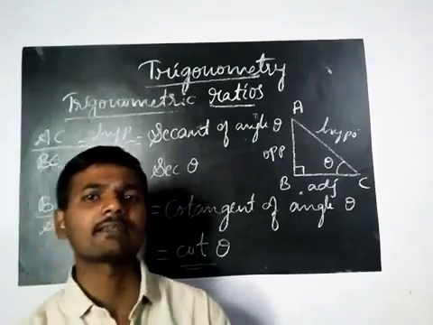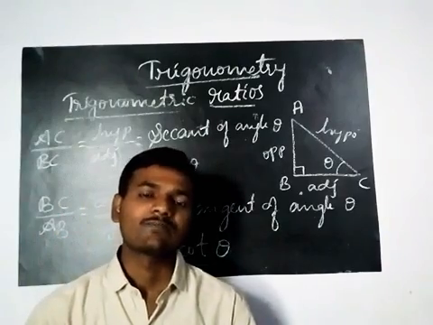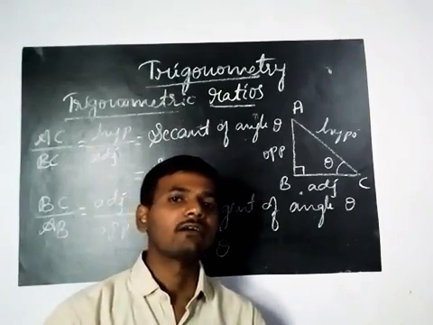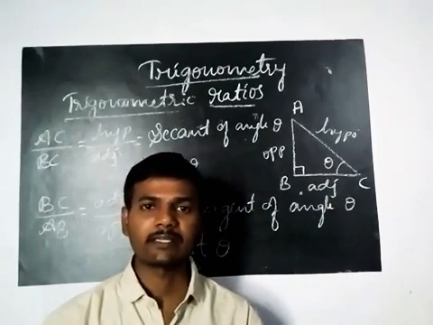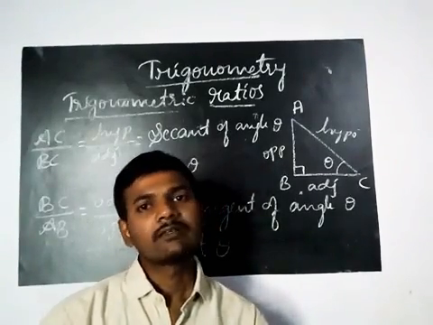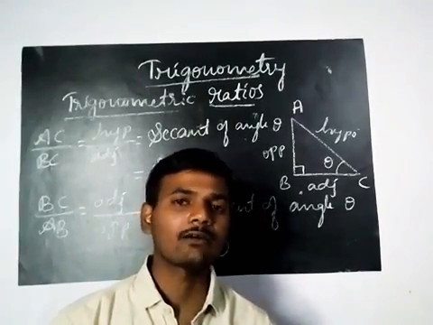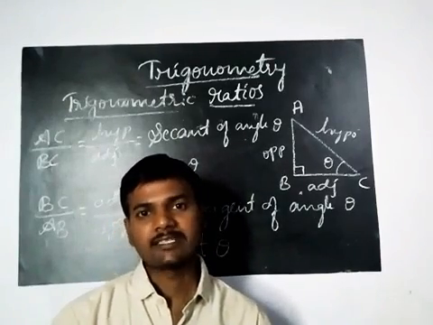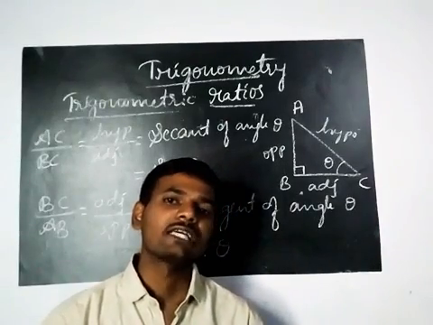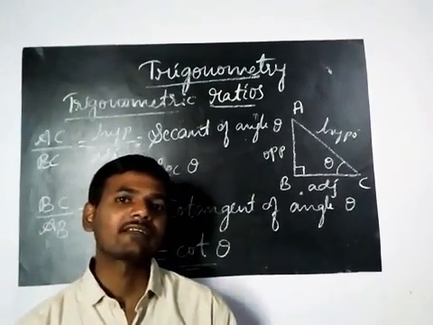By using these trigonometric ratios, we can solve problems. If we are given any two sides, or any one side with an angle, we can find the other sides of the right triangle. If we are given one side and one angle, we can find the remaining quantities, which are the angles or the sides. By using these trigonometric ratios, we can find the rest of the angles and sides. This is all about the trigonometric ratios.